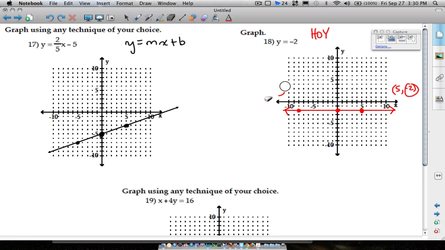Now you don't have to plot those extra points as long as you can remember the shortcut I shared with you in class, and that was if you have y equal to some number, if you're missing an x, think about Hoy, which means you need to draw a horizontal line.